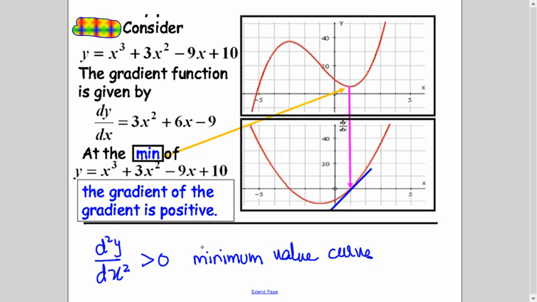Similarly, for the minimum, it was 1. And when you sketch the graph of the gradient function, it was passing through 1 on the x-axis. And the gradient here is positive. So the gradient of the gradient is positive, and that's why we call it the minimum value of the curve, right?